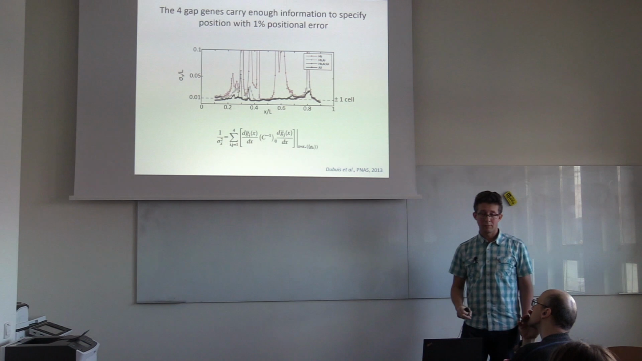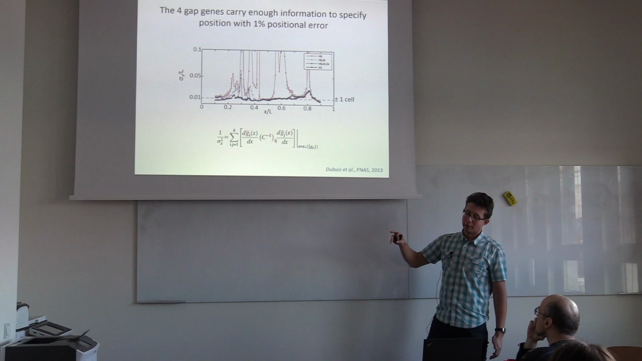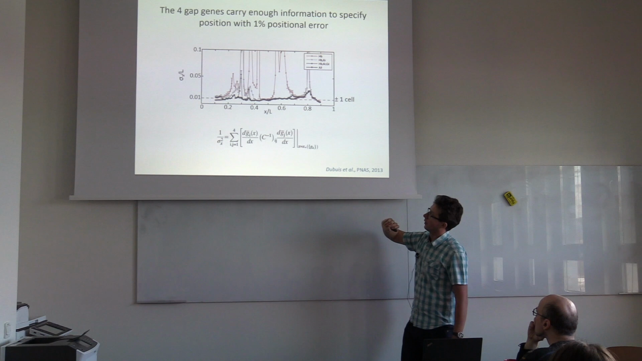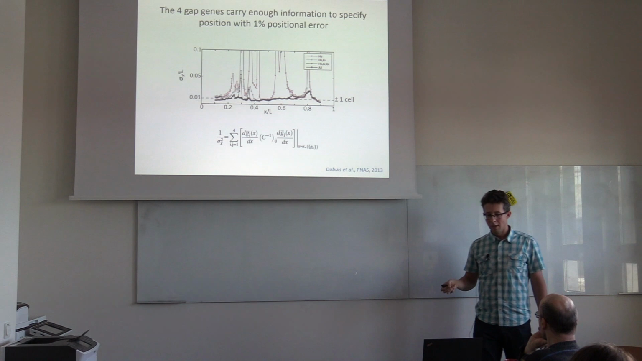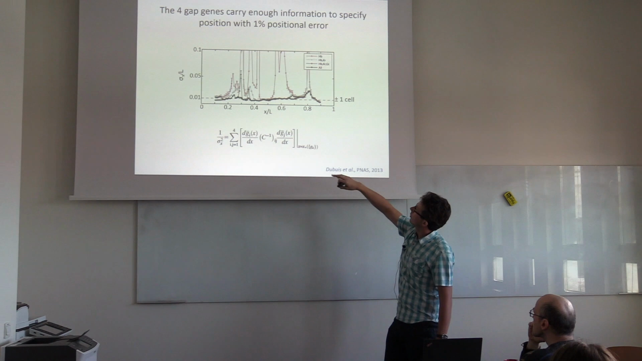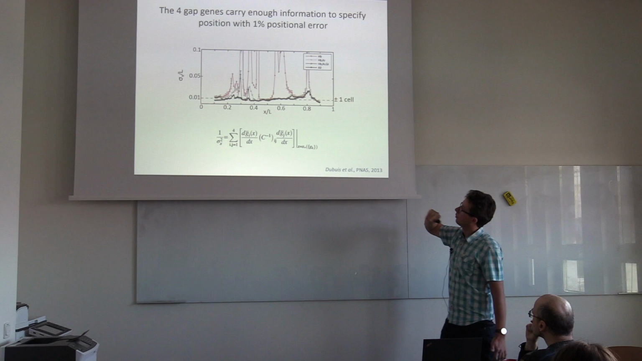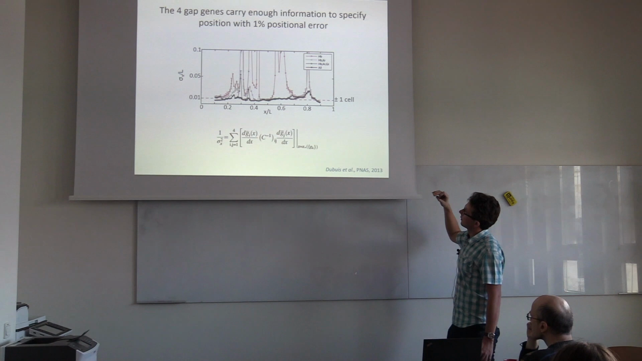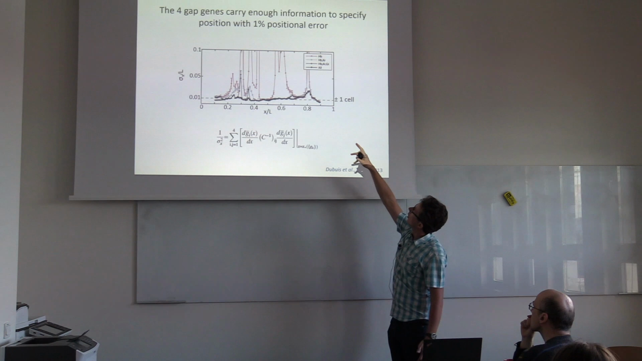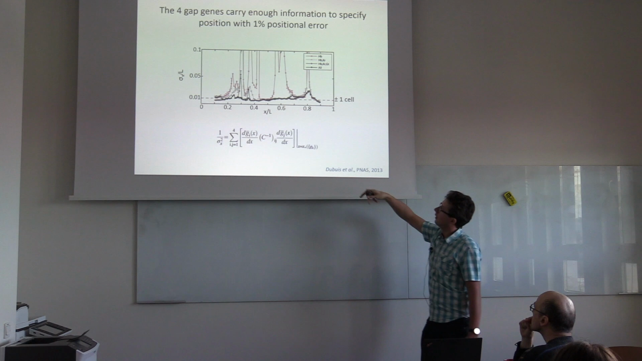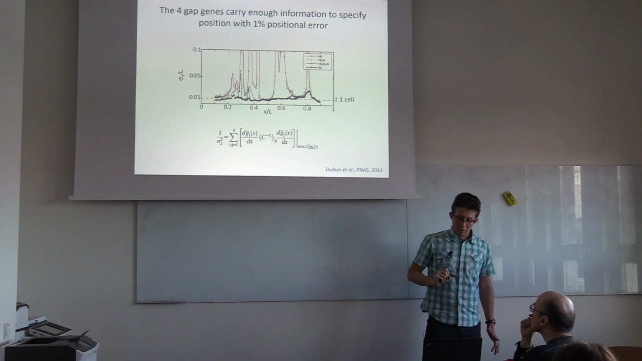If we use the generalized definition of the positional error, the joint positional error, where C is the covariance matrix between the signals, we see that if all signals are used, this black curve, the positional error estimated with this formula is also on the order of one cell diameter across the whole embryo. If only some signals are used, then they are enough just to specify the pattern within smaller ranges.